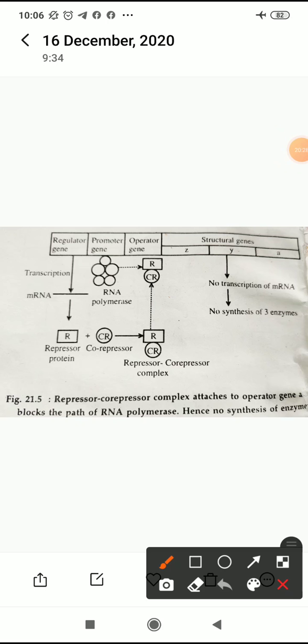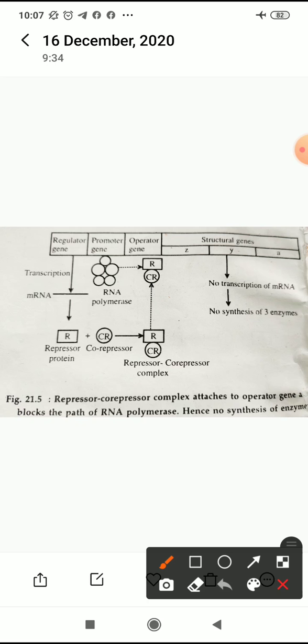When the co-repressor is present, synthesis of enzyme does not take place. In the presence of co-repressor, the repressor substance binds to the co-repressor to form a repressor-co-repressor complex. This complex then binds to the operator gene and blocks the path of the RNA polymerase enzyme. So the structural genes are unable to transcribe mRNA, and as a result synthesis of enzymes does not occur.